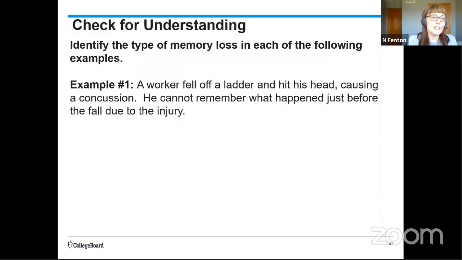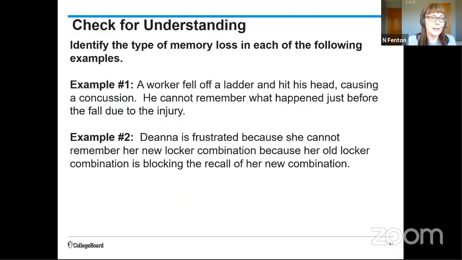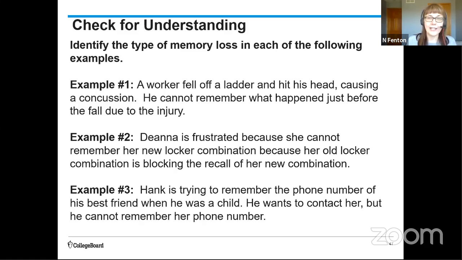Okay, I want you to take a look at these and identify the type of memory loss. And we're going to have to speed this up, so you can always pause and give yourself a little bit more time to read.